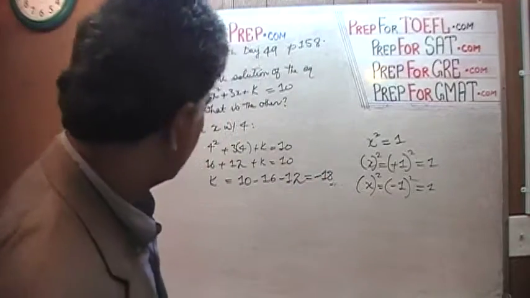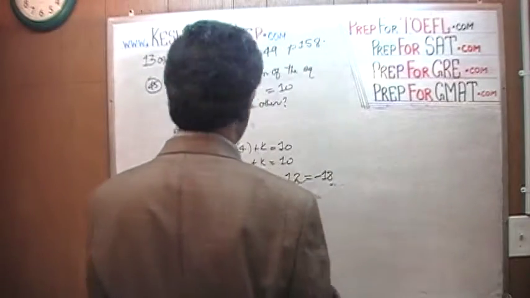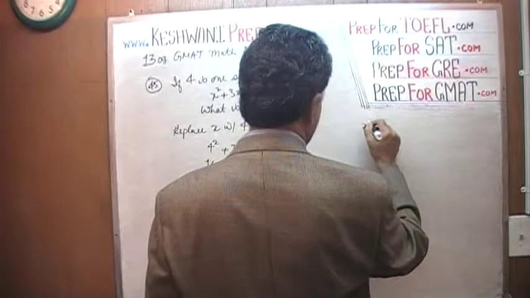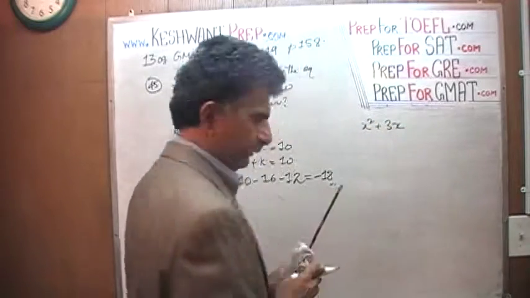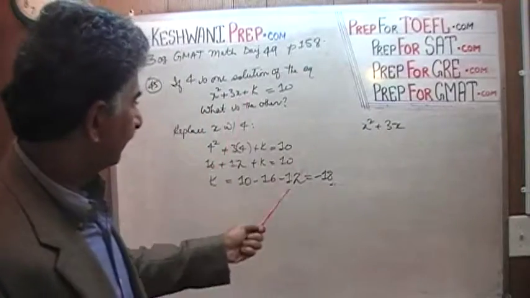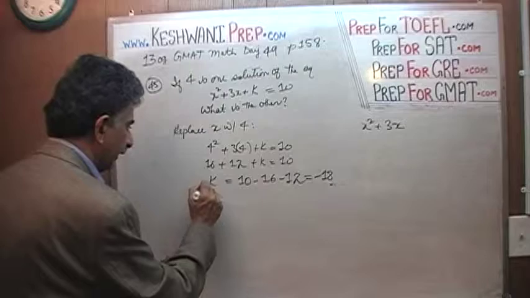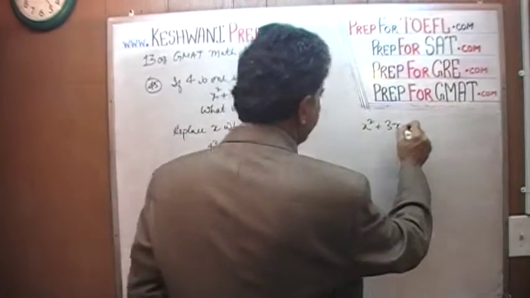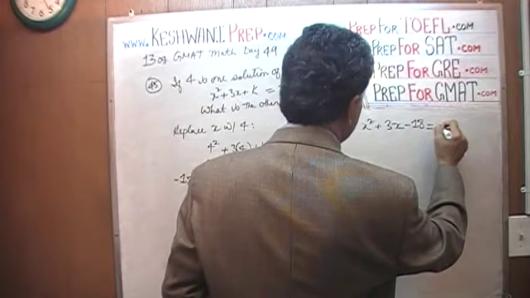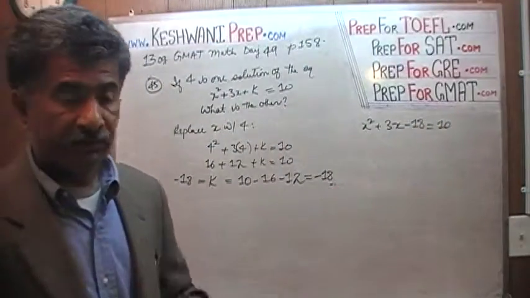So that is our equation. Now we have our equation, we can work on it. Our equation turns out to be x squared plus 3x plus k, which we just found is negative 18, so x squared plus 3x minus 18 equals 10. We're going to put it back in there.